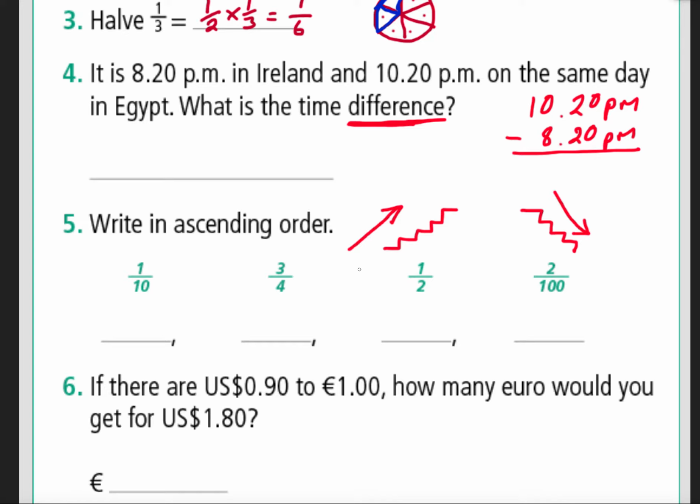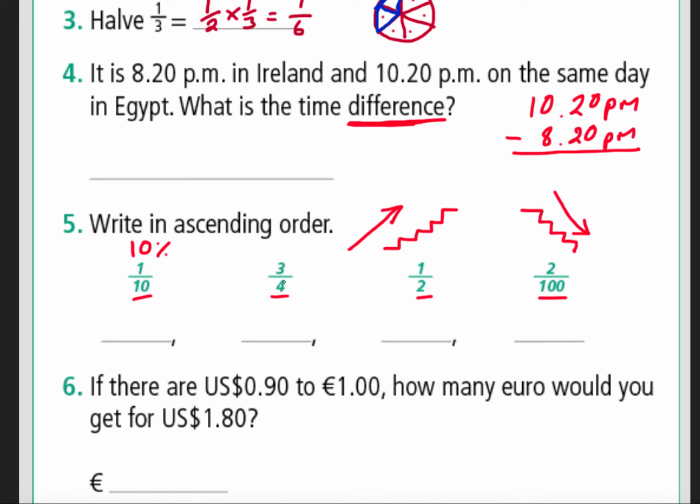Now we have to write these in ascending order, so starting with the smallest going up to the biggest. At the moment we've got tenths, quarters, halves and hundredths, and it can be very hard to compare those. So what I'd like to do is first of all turn those into percentages or decimals. So if we turn this one into a decimal, it would be 0.1 or 10%.